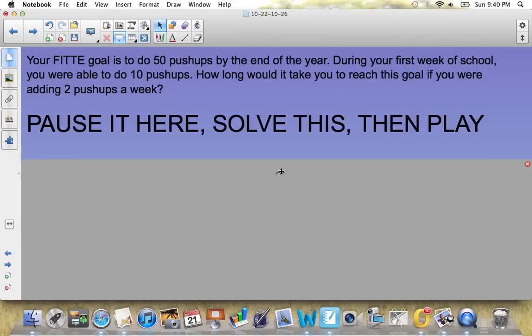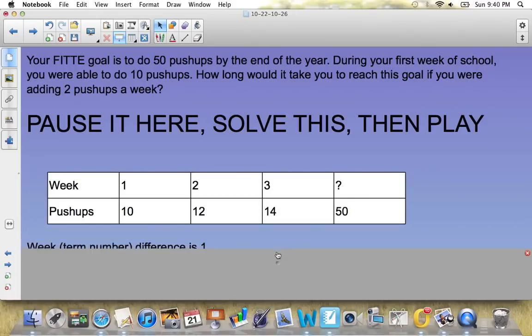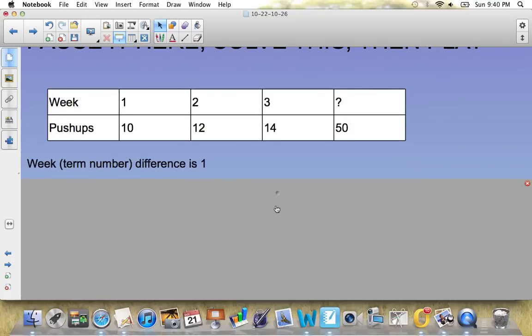Alright, here we go. Here's our solution. First of all, I put all my information in a chart. So I know my first week is 10, second is 12, third is 14. So I can see that there's definitely a pattern here. I need to get to 50 though. I have no idea how long it's going to take me. My term number difference is 1. My difference in push-ups every time is 2.